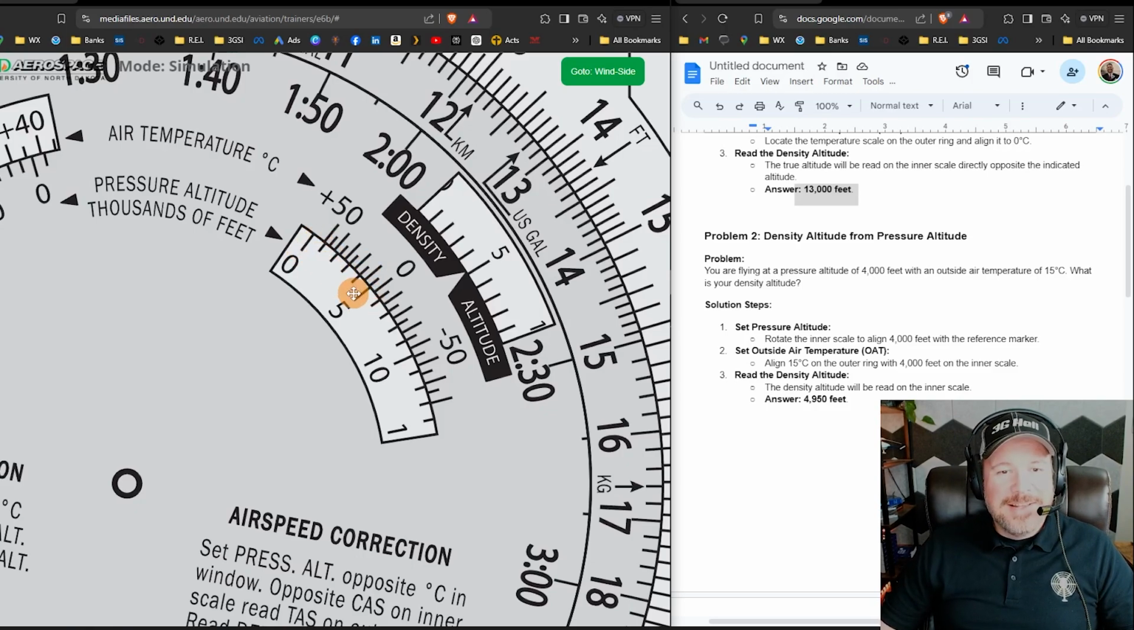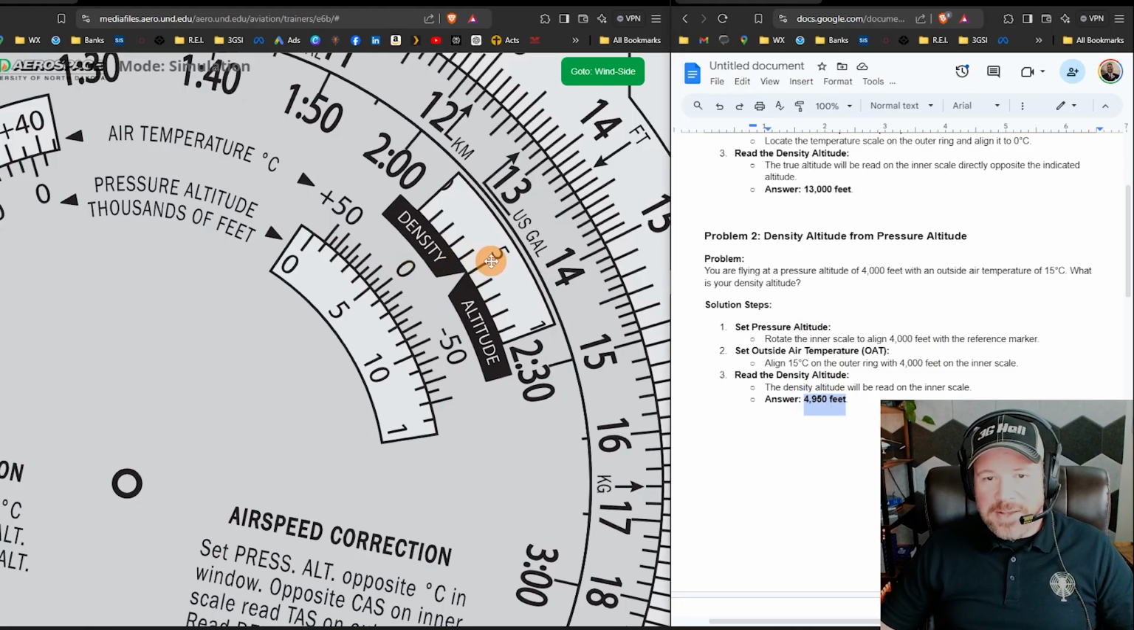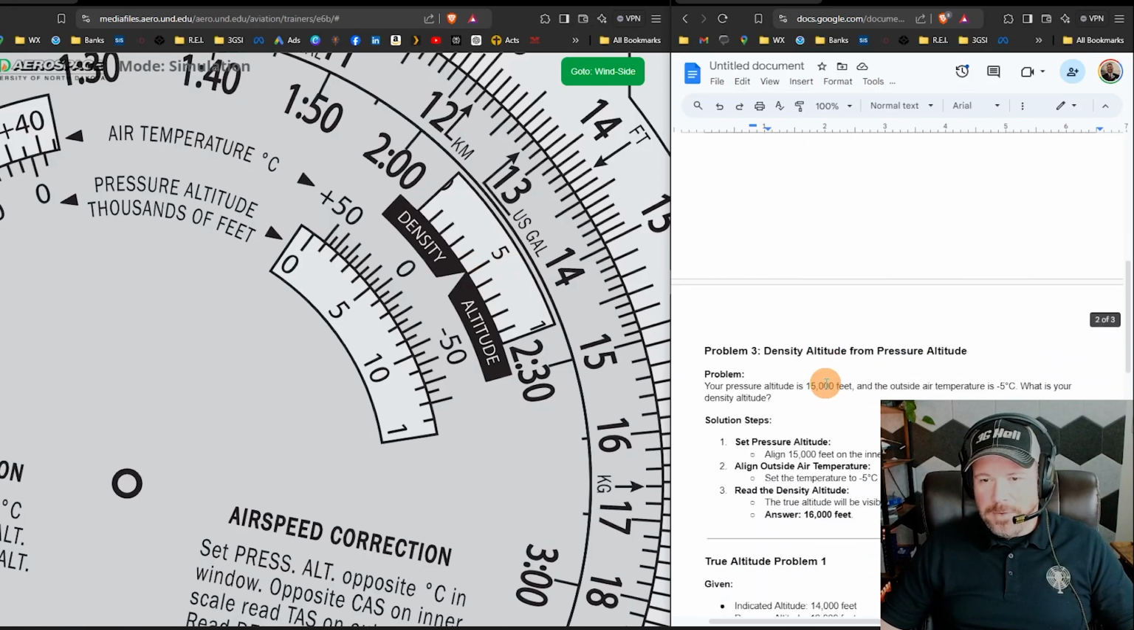I always like to make sure that the hash marks line up and then double check your work, especially during the written test. Okay, so we have 0, we have 5, 10, and 15. And we're lined up there at 4,000 feet pressure altitude. We come across here and we look at the density altitude, it's just below the 5. So what do they say? Here we go, 4950. That seems about right. I'd believe that because that's 5,000 feet density altitude. That's 4,000. So 4950 is just below. You could even call that 4,900 if you wanted to.